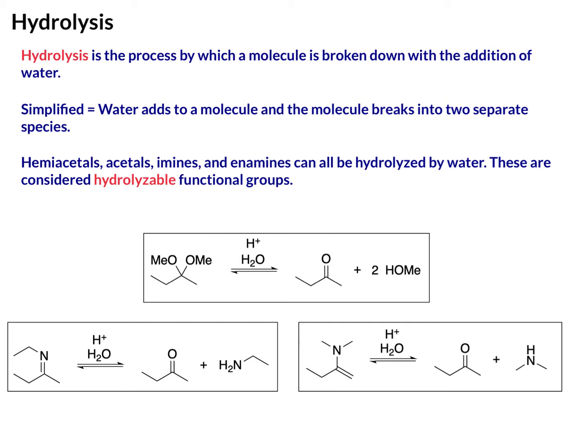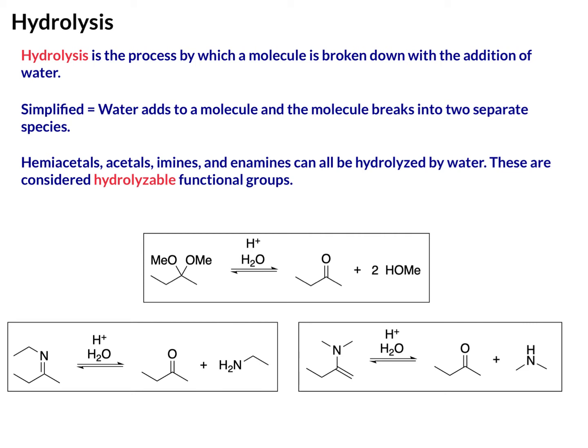So what is hydrolysis? Hydrolysis is a process by which a molecule is broken down with the addition of water. Well, we can simplify it a little bit, and basically what's going to happen is water is going to add to the molecule, and in doing so will break it into two separate species. So things like hemiacetals, acetals, imines, and enamines can all be hydrolyzed by water. That means these are all considered hydrolyzable functional groups. And we're going to add to our list of hydrolyzable functional groups later. But for now, know these four.